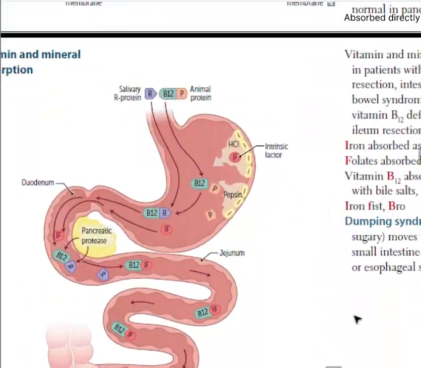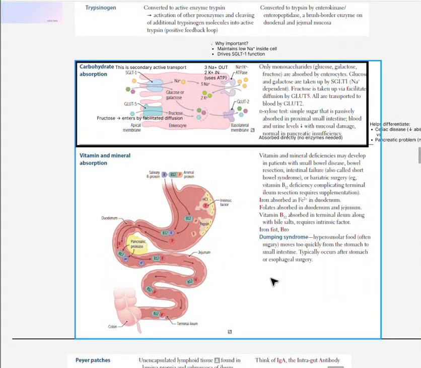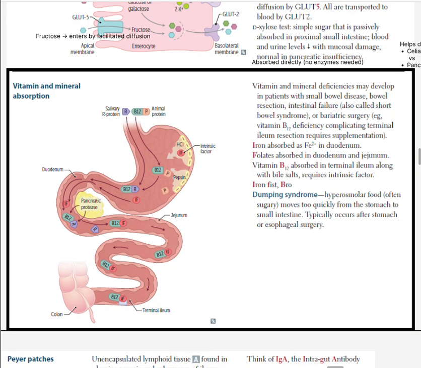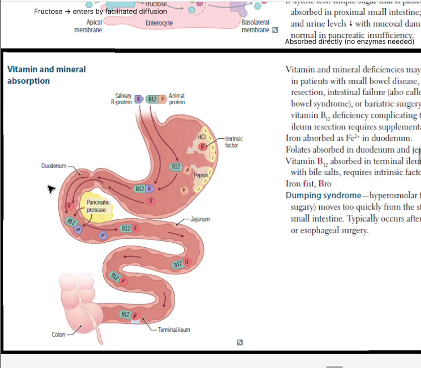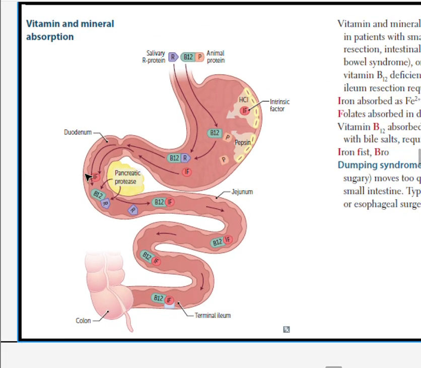Then we move on to the vitamin and mineral deficiency problems. Now, this is a classic high yield topic, where things are absorbed in the gut, and let's go through it one by one. So, vitamin and mineral deficiencies, absorption by site. First of all, let's look at the duodenum. Now, the duodenum, I told you, has the intrinsic factor being absorbed.